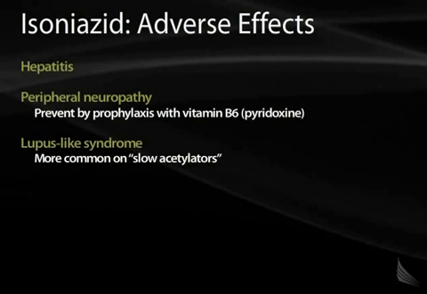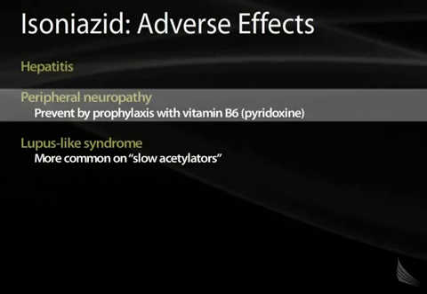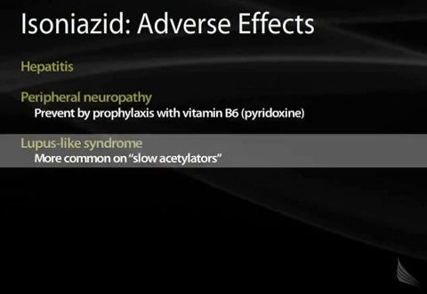The most commonly known are that it can cause a hepatitis-like syndrome with increased liver function tests. It can also cause a peripheral neuropathy that can be prevented by concomitant dosing with vitamin B6. INH can also cause a lupus-like syndrome that's more common in slow acetylators, or patients that have decreased activity of the N-acetyltransferase enzyme.